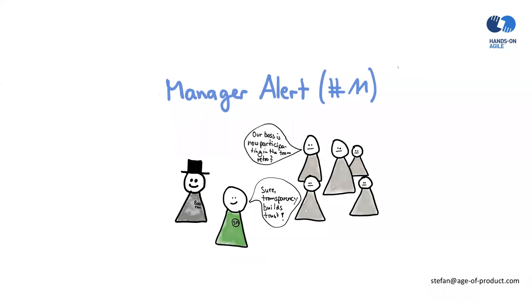Number 11, manager alert. The Scrum Master permits stakeholders, or worse, line managers, to participate in the team retrospective. There are plenty of reasons why stakeholders are interested to get in closer contact with the team. Besides the sprint review, there's basically no other event planned in Scrum where stakeholders talk directly with the whole Scrum team. However, including them or inviting them to the team retrospective is a no-go, and the team should refuse to participate in that. But there are plenty of alternatives.